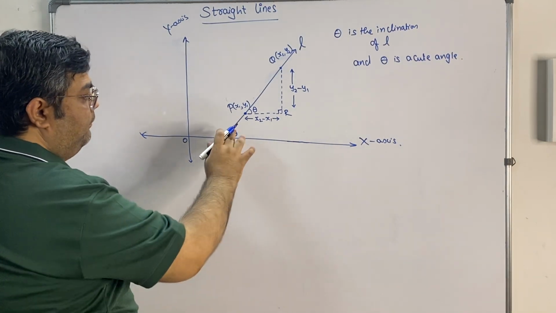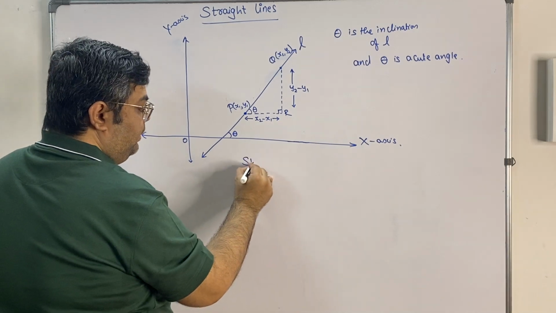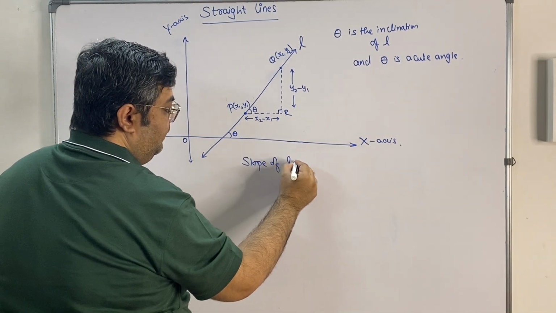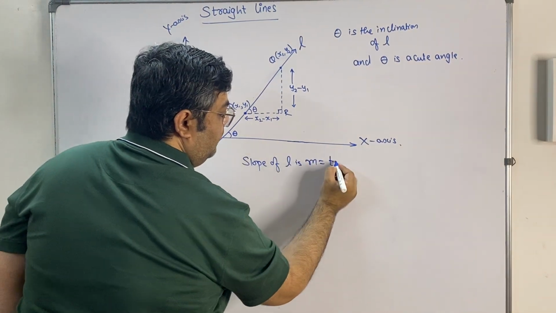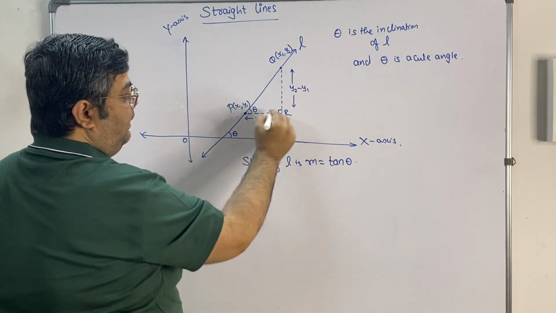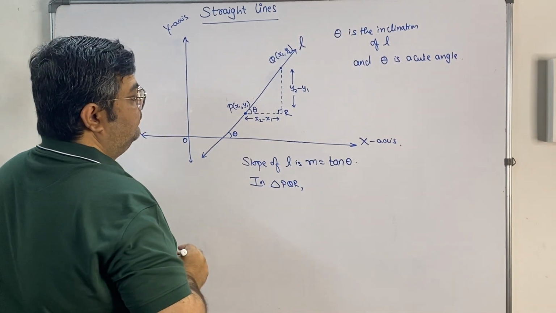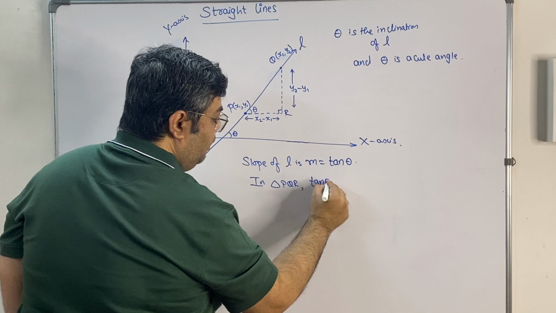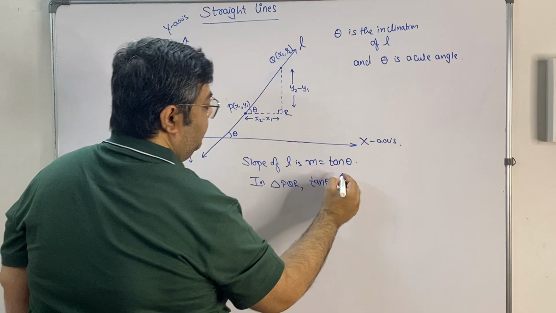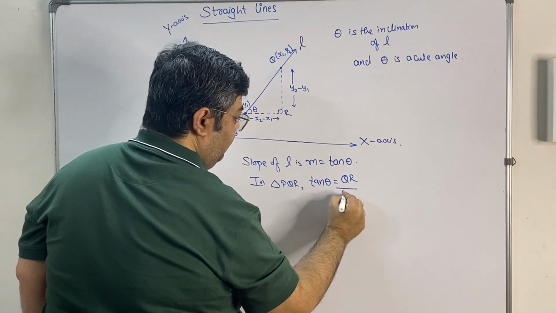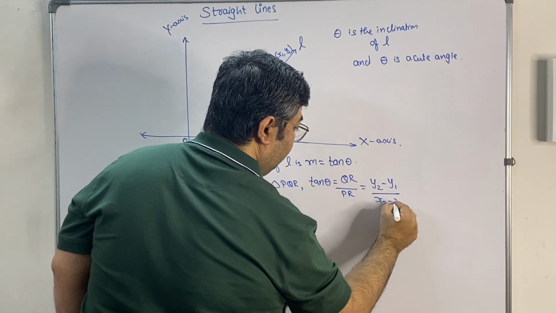So what we'll do here, you know we have to find the slope. The inclination theta is already given. Slope of L is m is equal to tan theta. Now look at this right angle triangle. In triangle PQR, what does tan theta become? Opposite over adjacent. So that is QR over PR, that is y2 minus y1 over x2 minus x1.